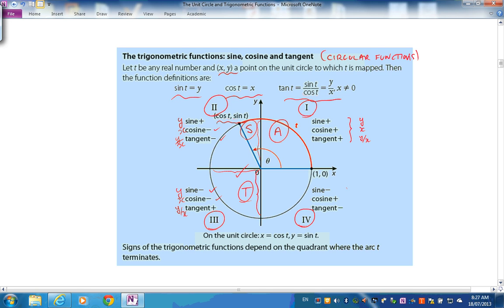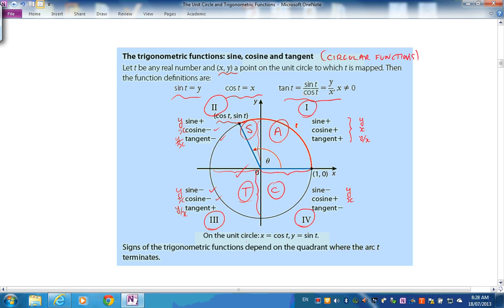Well, the sine here is the y value, so that's going to be negative. The cosine is the x value, so it's only the cosine which is going to be positive there. Why? Because the cosine is the x value. Okay, so we're going to get fluctuating signs, pluses and minuses, as we go around the unit circle.